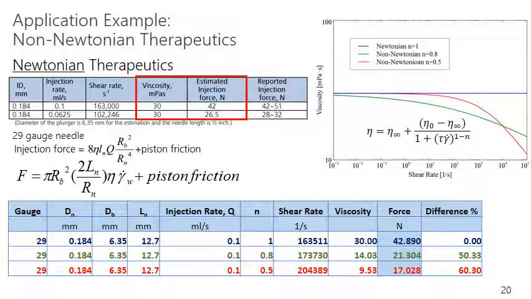Our calculations are going to be based on a 29 gauge needle and an injection rate of 0.1 milliliters per second. First thing we can notice is that the non-Newtonian behavior of the sample is in fact going to result in higher shear rates at the wall for the same injection rate.